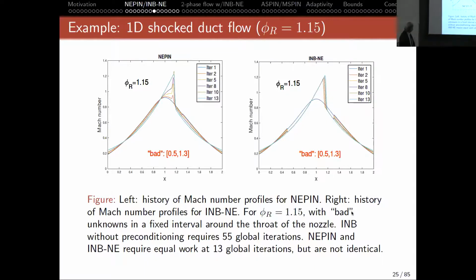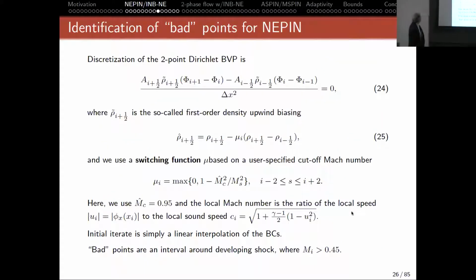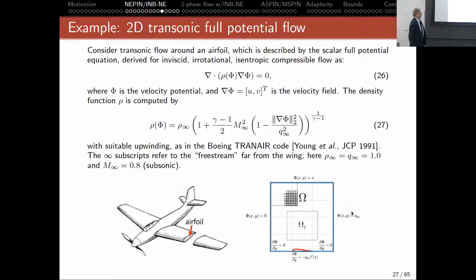special treatment. So if we look at a better way of picking the bad points, it would be related to monitoring the Mach number as it begins to rise and form the shock. So the details are in the paper, but we can hypothesize a cutoff Mach number and only identify the points around there. And let's look at a 2-dimensional version of this.